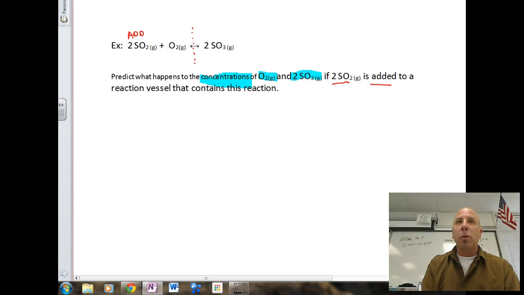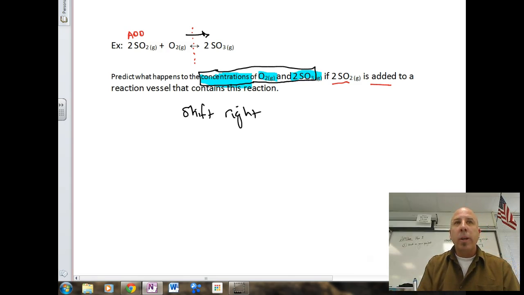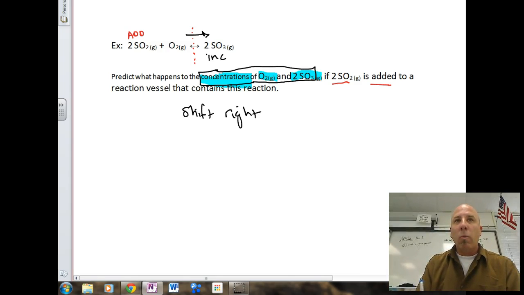There's our dividing line. And from our previous example, we decided that if you add something on the left-hand side, it's going to shift to the right. So we know, first off, it's going to shift right. But that doesn't tell us what the concentrations of these reactants and products are doing. So here's how we analyze this. If the reaction shifts to the right, that means we will increase the concentration of SO3. The reaction is going right, the concentration is increasing. And whatever you're shifting away from will decrease. So we would say that O2 is decreasing in this chemical reaction.